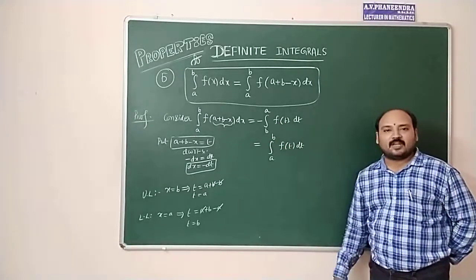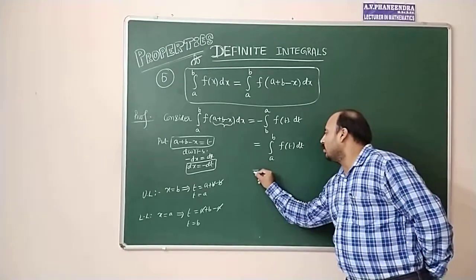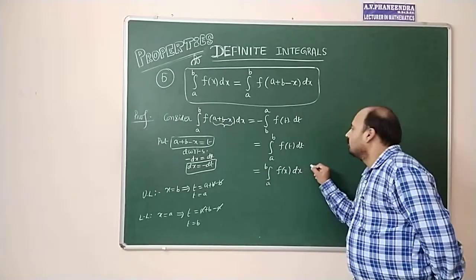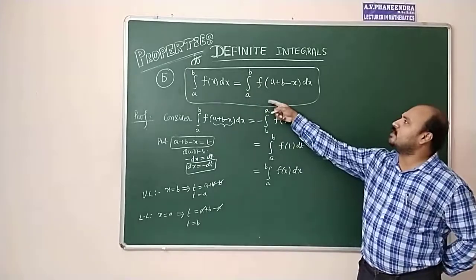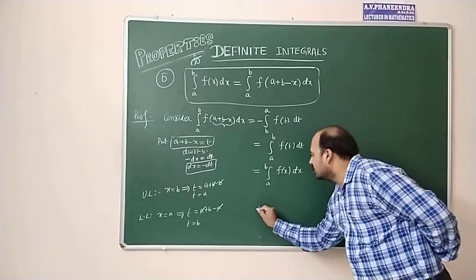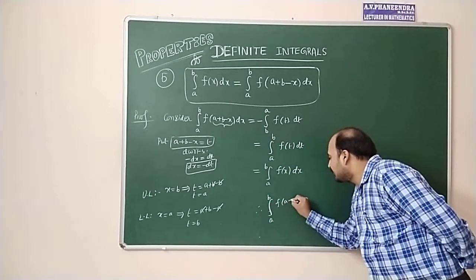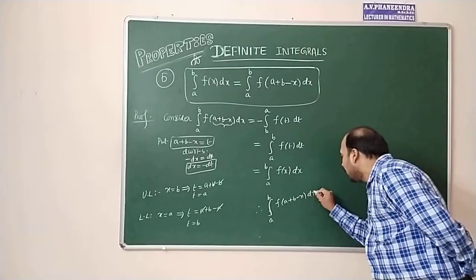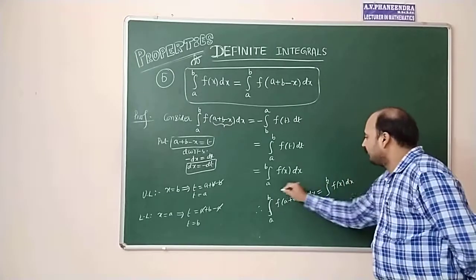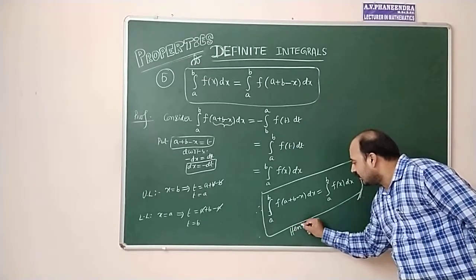After the sign change property, I am going to apply the variable change property. Wherever t is there, you can write f of x. So integral a to b f of x dx. Hence proved: integral a to b f of x dx equal to integral a to b f of a plus b minus x into dx. That's what I got. Therefore, conclusion step: integral a to b f of a plus b minus x into dx is equal to integral a to b f of x dx. Hence proved.